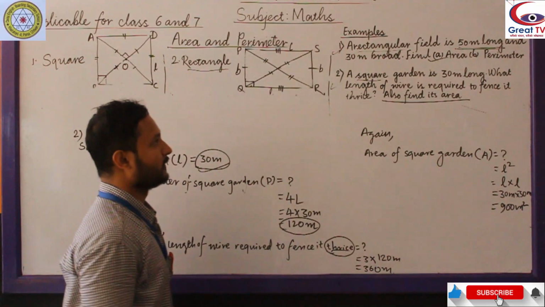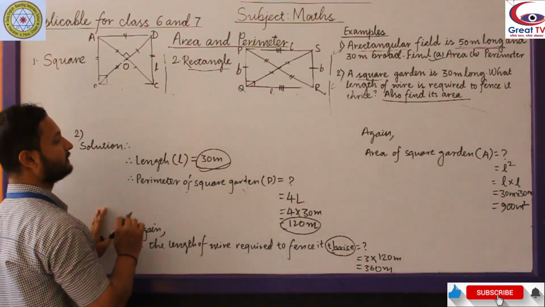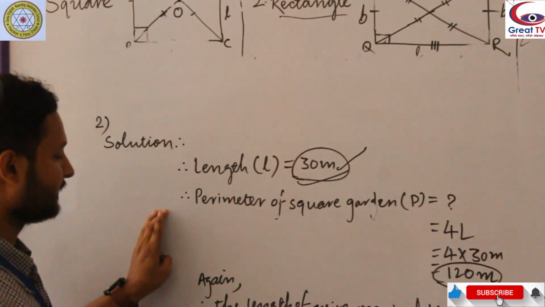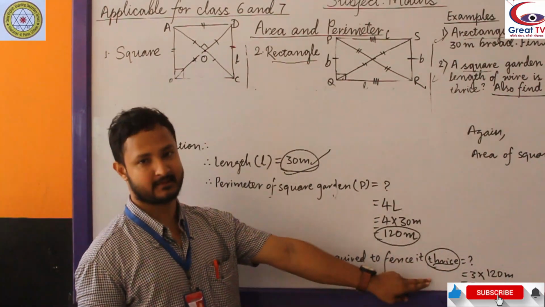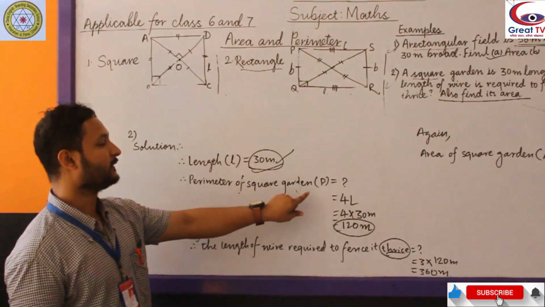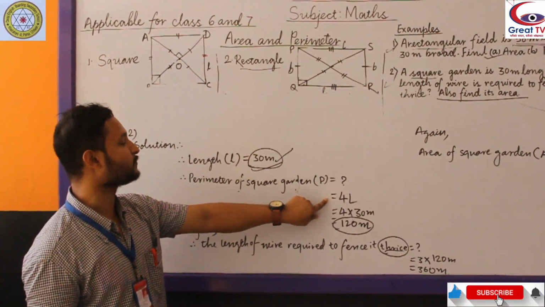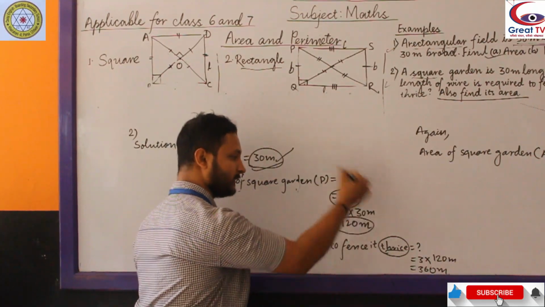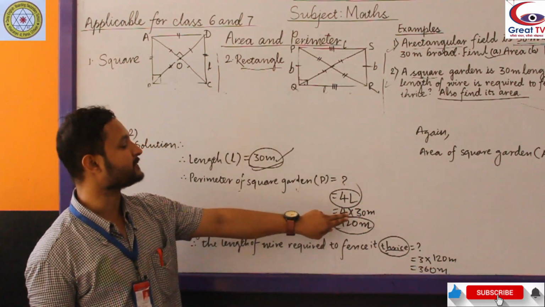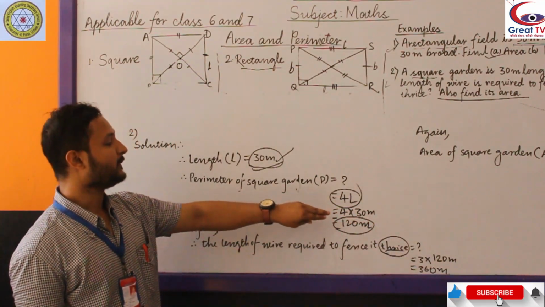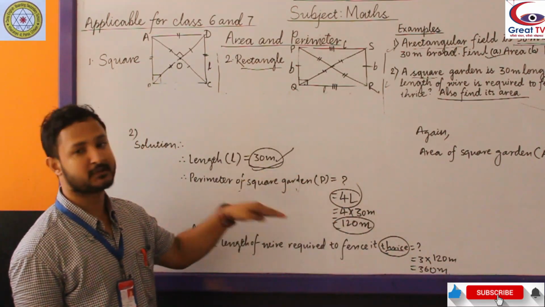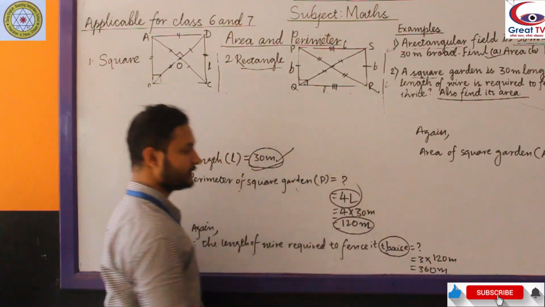Okay? Once again, the length of that square garden is 30 meter. And we have to find the length of wire required to fence it thrice. So to get that, at first, we have to find its perimeter. Okay, to calculate the perimeter of a square, we have to use the formula 4L, which means 4 times of L. L means 30 here, so 4 times of 30 meter. When we multiply 4 by 30 meter, we get 120 meter. The perimeter of that square is 120 meter.